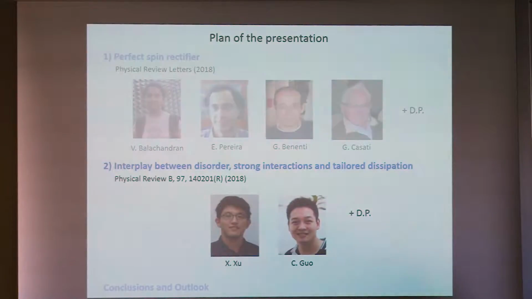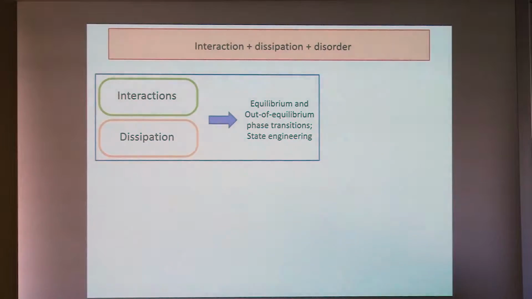So the other topic that I wanted to show to you briefly today is about the interplay of disorder, interaction, and dissipation. This is done with my group in Singapore. When you put interaction and dissipation together, it's quite interesting because you can try to generate some peculiar states, and this is known as dissipative state engineering. You can also generate out of equilibrium phase transitions and so on.